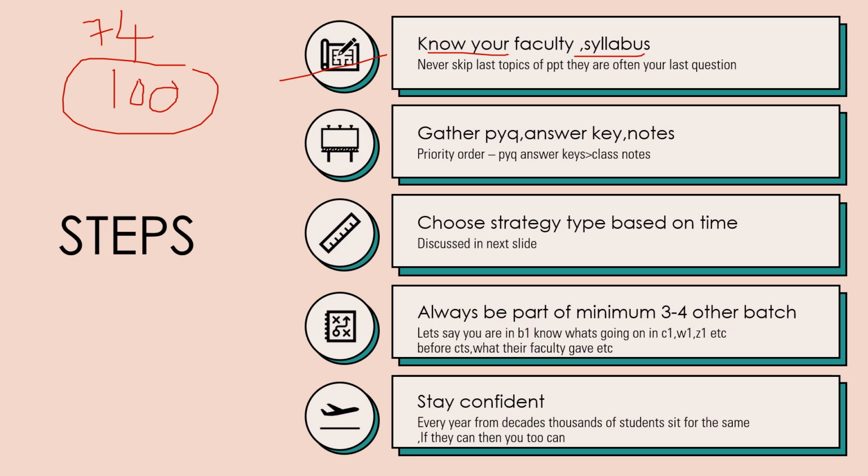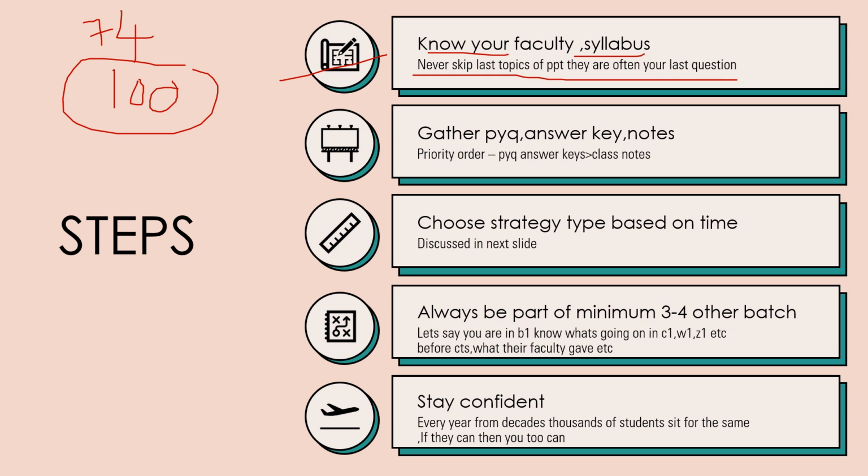Generally, there are 5 units. For CT1, you would have the first unit. For CT2, you would have the second and third unit. For CT3, you would have the fourth and fifth unit. Now, never skip last topics of the PPT. They often ask the last question from there. In most of the 12 mark or 10 mark questions, there is an OR type of question, like you'll have to choose between two questions to answer. And generally the last question, the optional one, is from the last topics of the PPT.